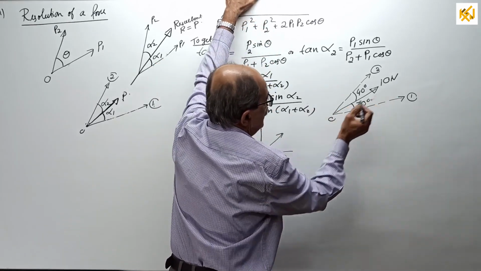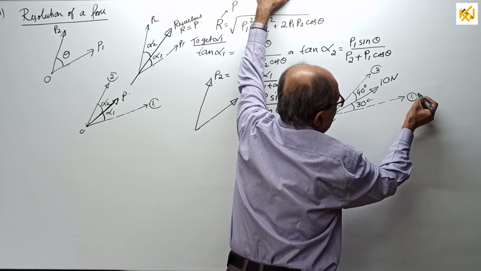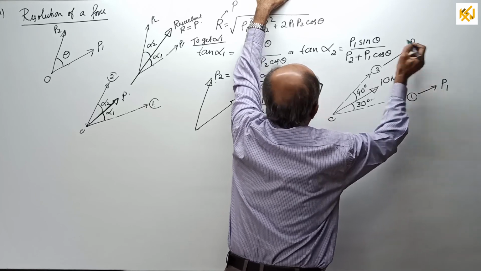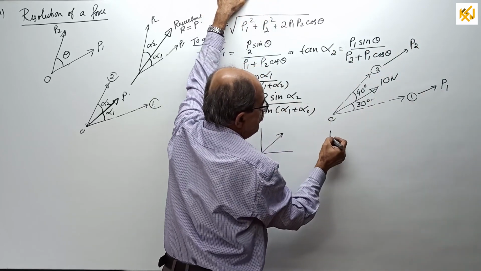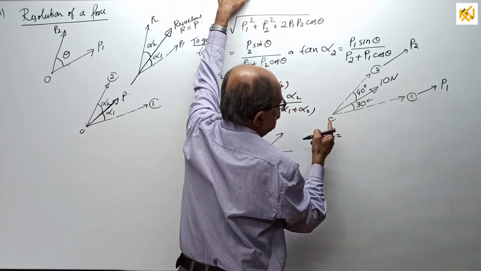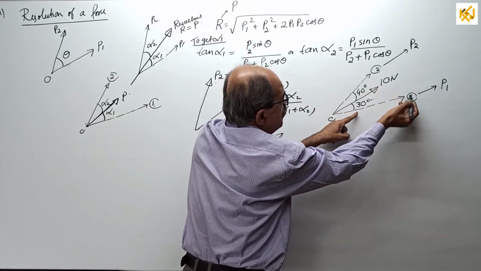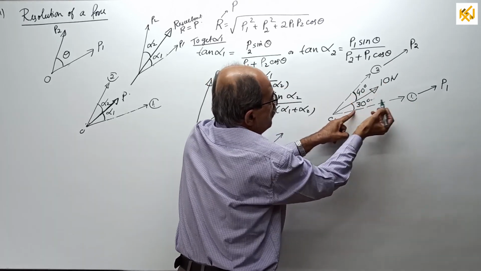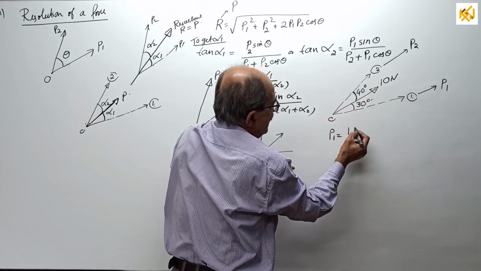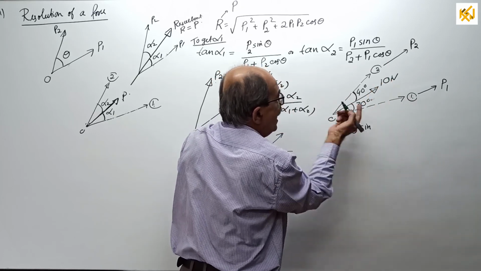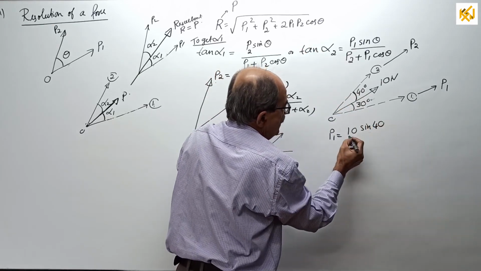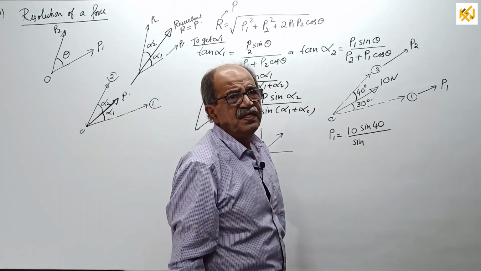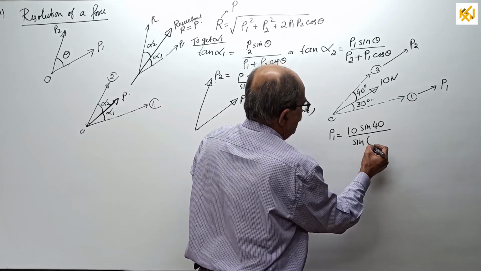See, now, if I want the component along 1, say the component is P1, and along 2, say the component is P2. As per the principle told by me, we want the component along 1 for 10 Newton. This is 30, this is 40. So if I want component P1, it is force 10 into sine of the other angle, 40, divided by sine of the sum of those two angles. I think if you cannot get the sum, I am helpless. Sine of 30 plus 40.